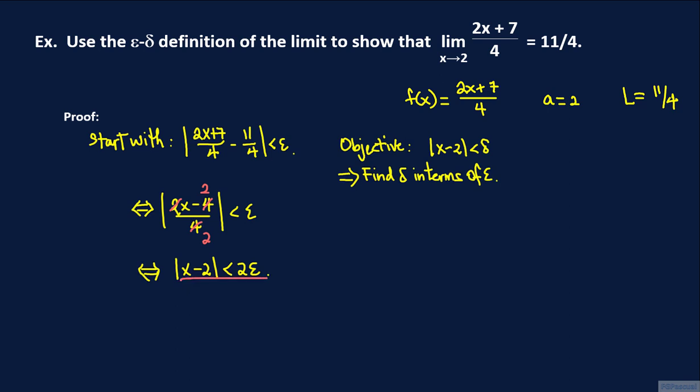We compare this inequality to the inequality that we have in our objective. Matching corresponding parts, we see that we can set delta to be equal to 2 epsilon.